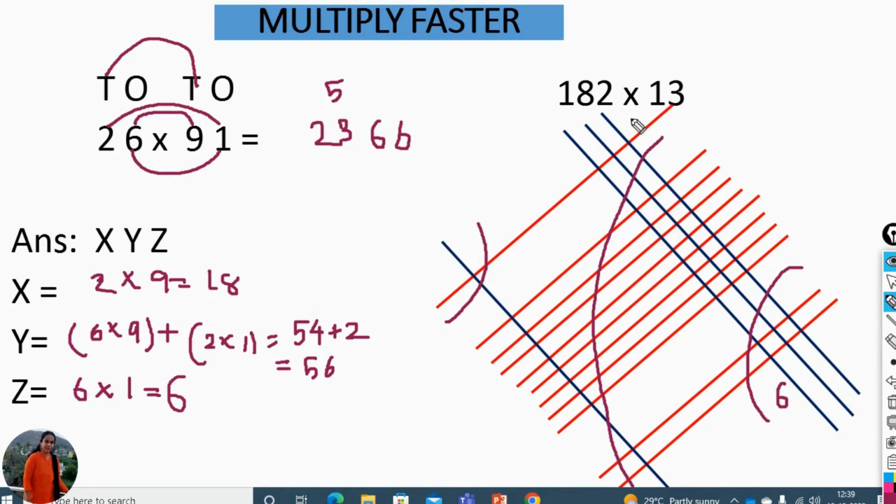In zone 2, how many points intersect? Here there are 3 blue lines and 8 red lines. So 3 into 8, 24, plus here 2 points intersect. So 24 plus 2 is 26. Here 1, 2, 3, 4, 5, 6, 7, 8, 9, 10, 11. So 11 points are intersecting here. Here 1 point.